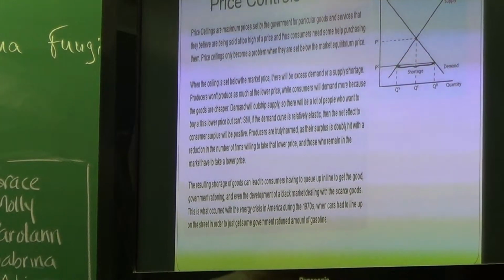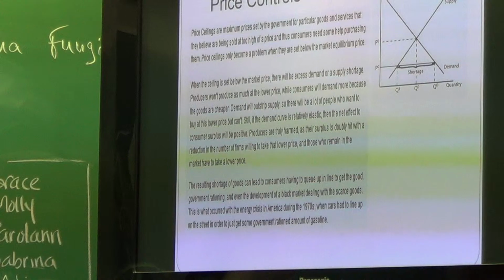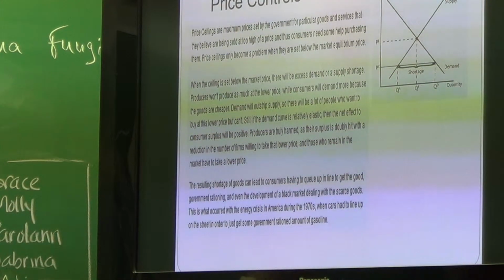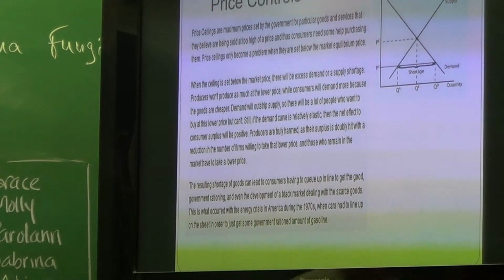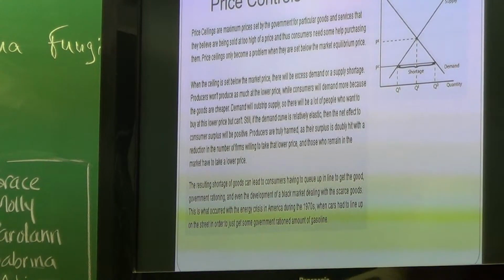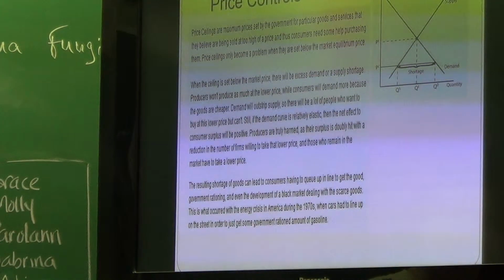And then, Mrs. Brody talked about price controls, right? Do you guys feel pretty comfortable with this? Yeah, just the price floor and the price ceiling. Okay. So price ceilings are maximum prices set by the government for particular goods and services that they believe are being sold at too high of a price, and thus consumers need some help purchasing them. So price ceilings only become a problem when they are set below the equilibrium price.